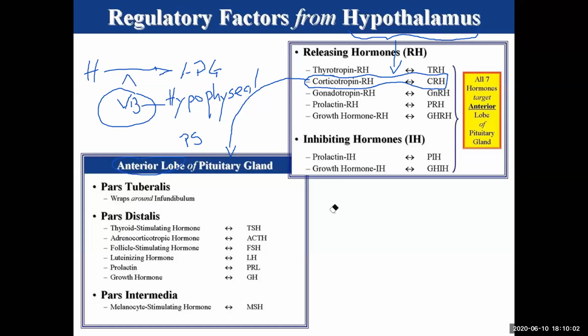So CRH is produced and released by the hypothalamus. CRH uses the hypophyseal portal system to get to the anterior pituitary gland. And once the anterior pituitary gland receives the CRH, it will produce and secrete into the bloodstream ACTH. And ACTH will go to the bloodstream and it will target the adrenal cortex, the superficial layer in the adrenal gland.